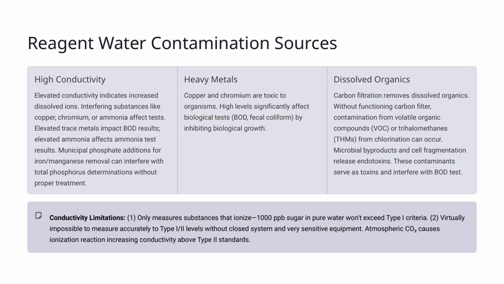Additionally, when municipal water facilities add phosphates to remove iron and manganese, this can interfere with total phosphorus measurements unless the water is properly treated beforehand.